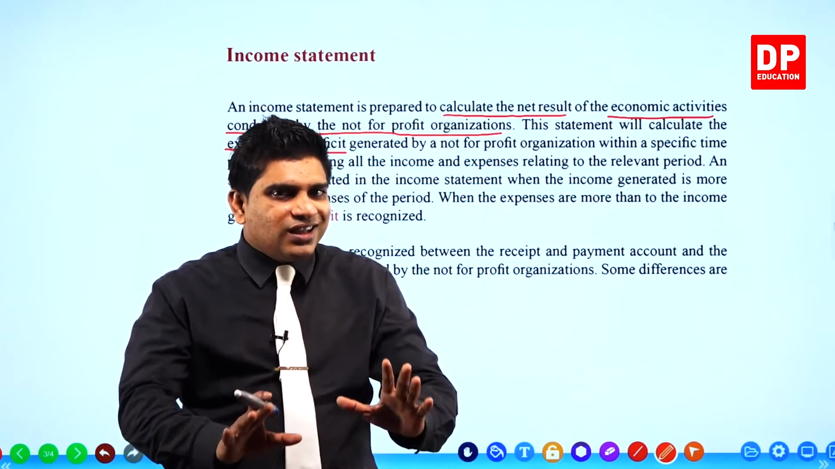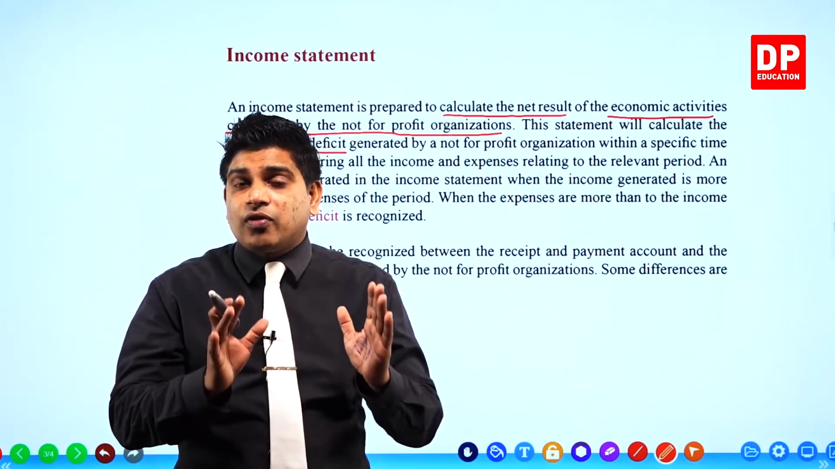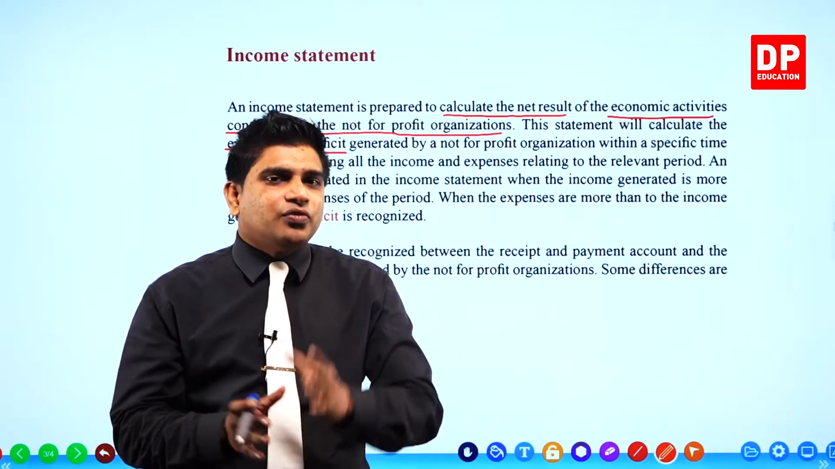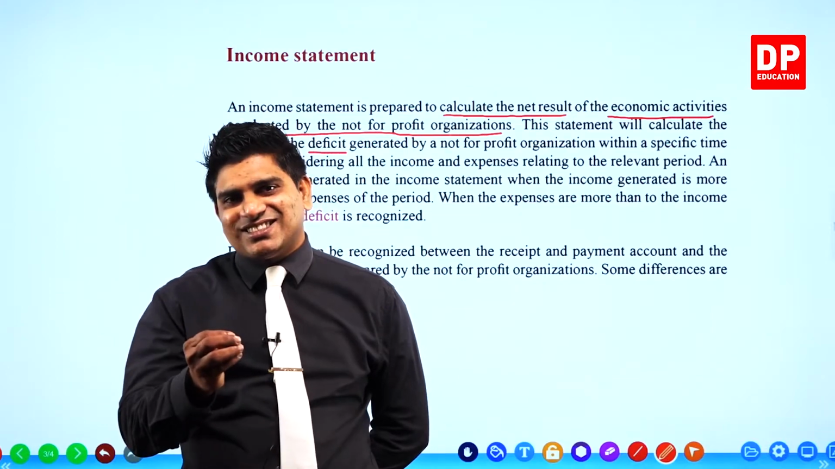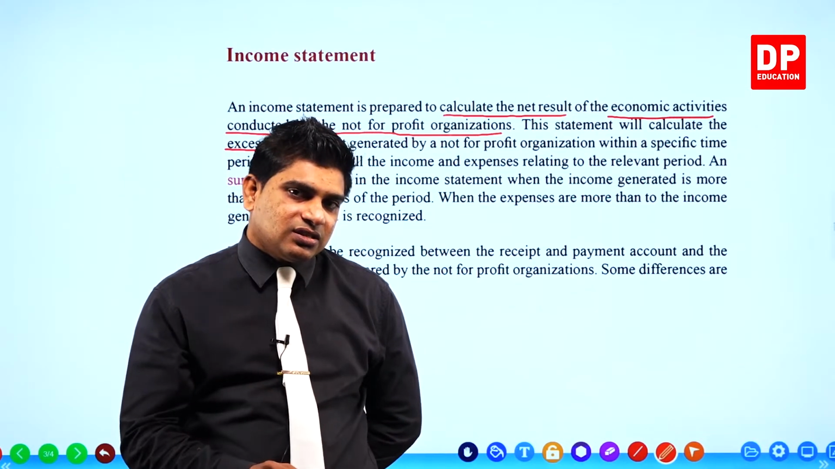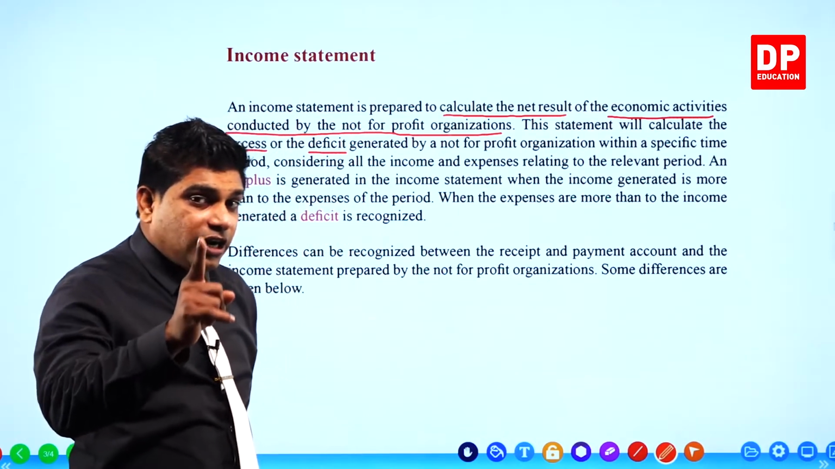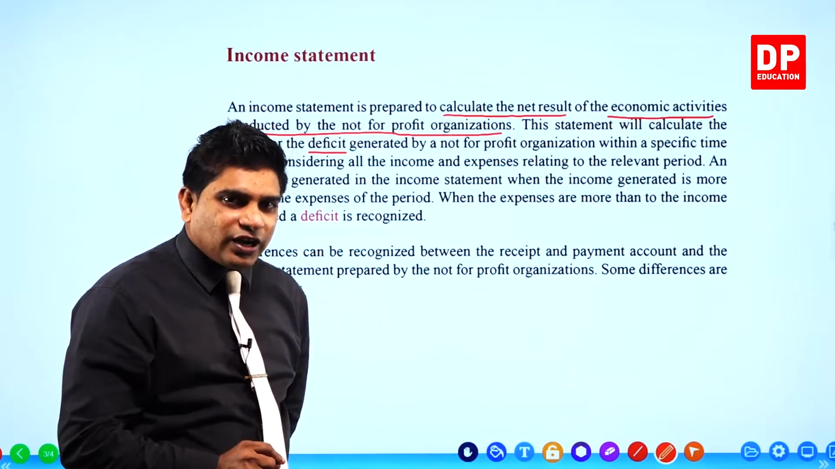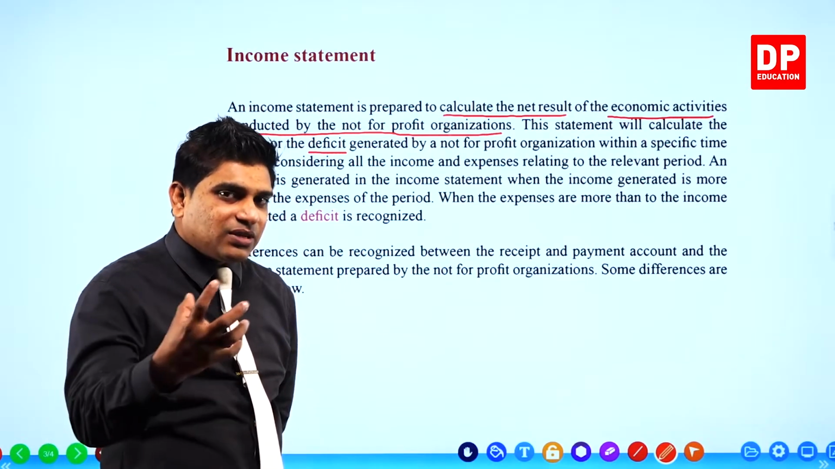But here we can't use net profit or net loss. Why? Because this is a not-for-profit organization. So instead of net profit, we use the word excess, and instead of net loss, you remember, we use deficit. This is 100% similar to the profit and loss statement. The same concept we apply here.